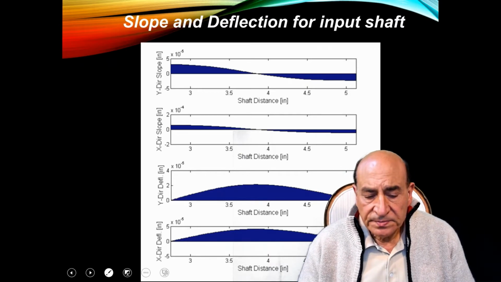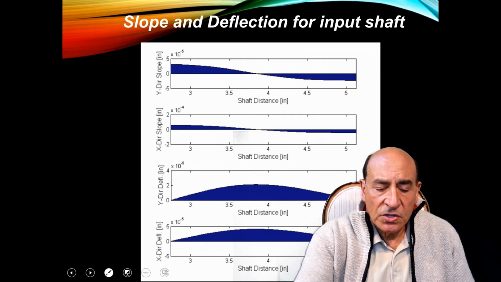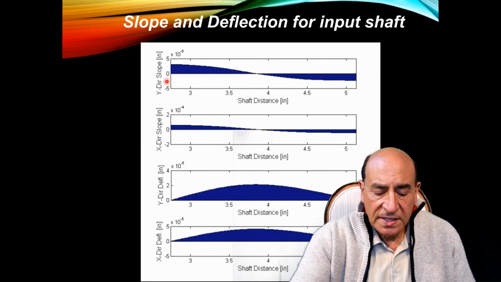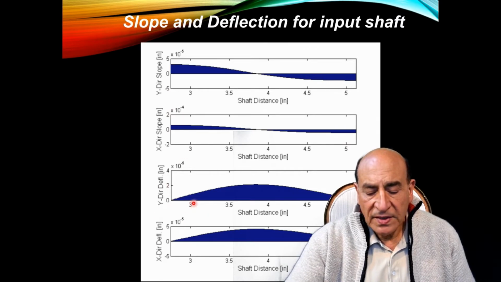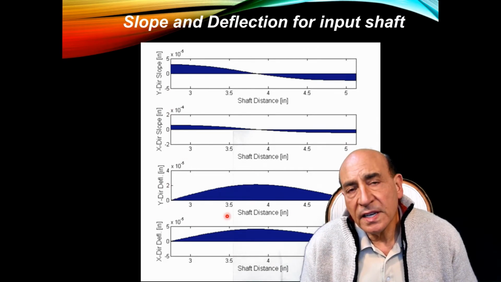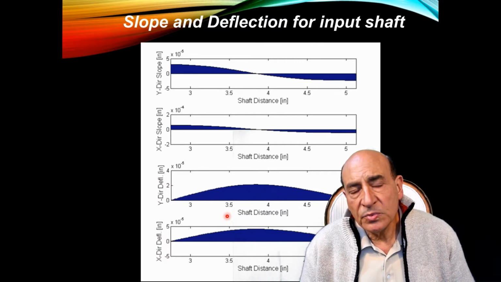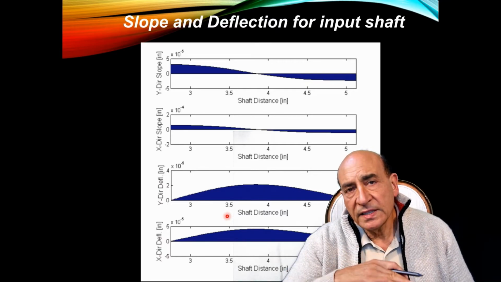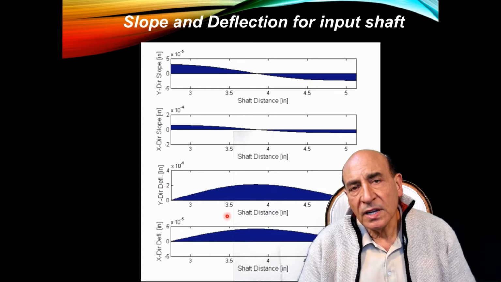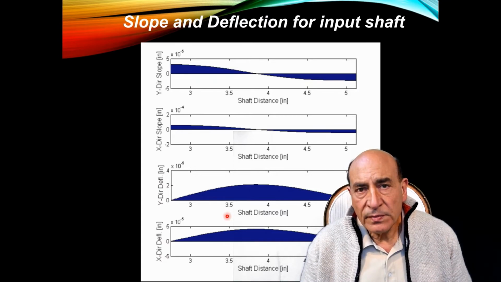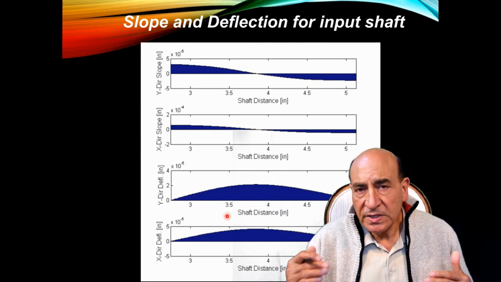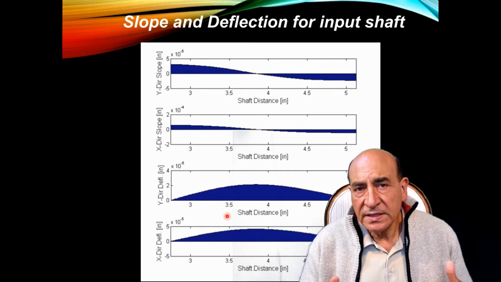In addition, we would have to compute slopes and deflections. So you can see here, this is the slope and this is the deflection. The deflection is a formula that we will develop, which means that if we find the moment distribution along the shaft, then we divide this by the modulus E and the moment of inertia I, and that gives us the curvature of the beam.